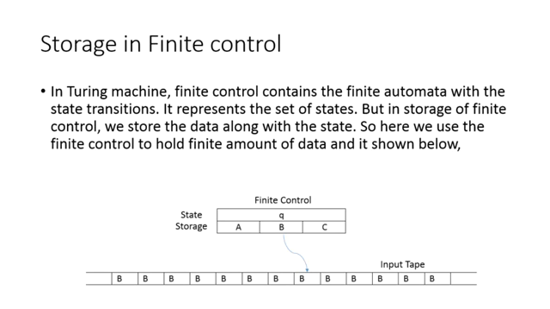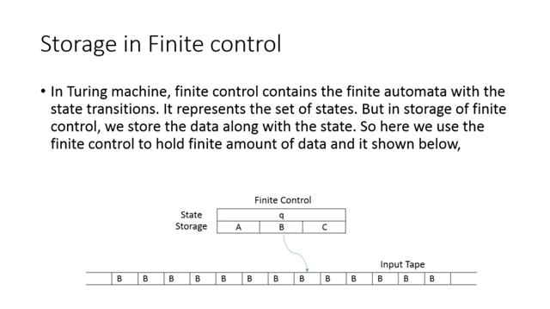So in this Turing machine, the finite control will be containing the state and transitions. That is, in this type of Turing machine, the finite control will be having two components. One component is used to store the state and another component is used to store the symbols. So here you will be using it to hold a finite amount of data, which will be shown in the diagram. You can see here in this finite control, Q is the state and A, B, C are the storage symbols. It can store three symbols with this, and it will be referring to the current tape. So only one symbol will be referred in the input tape.